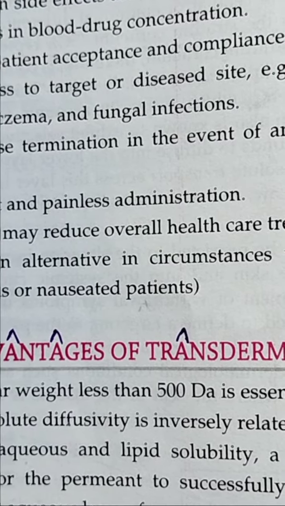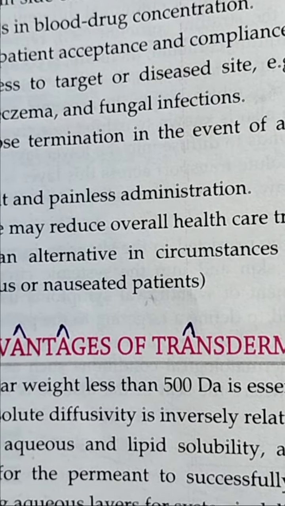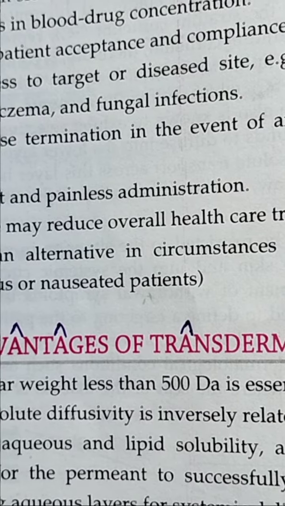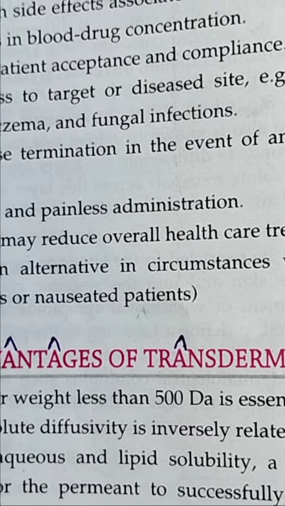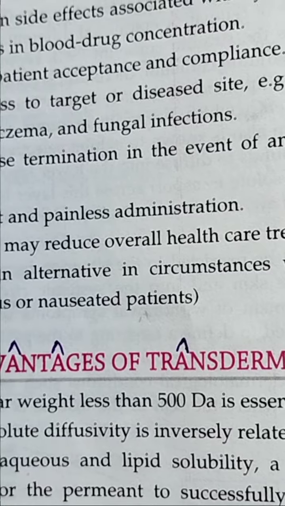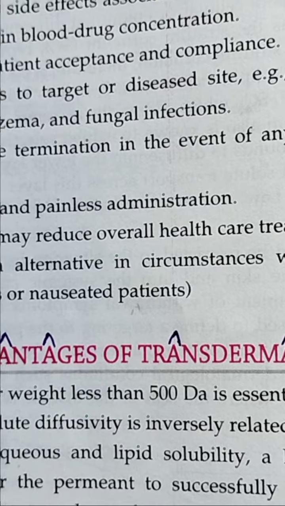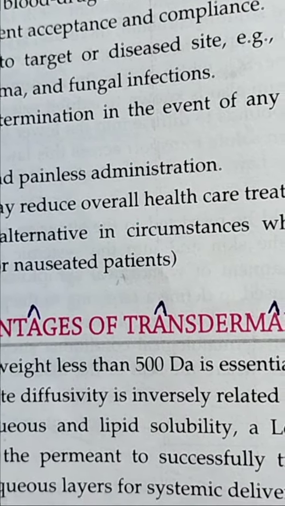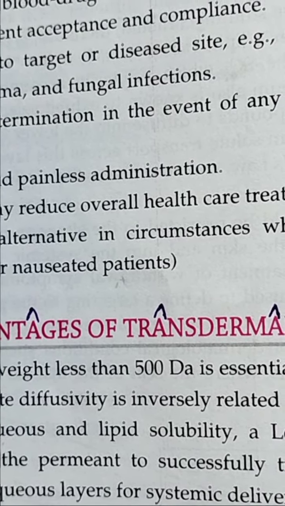Sufficient aqueous lipid solubility between 1 to 3 is required for the permeant to successfully traverse the stratum corneum and its underlying aqueous layer for systemic delivery to occur. There is also intra-variability associated with the permeability of intact and diseased human skin, which implies fast, slow, and normal skin absorption profiles, resulting in varying biological responses.